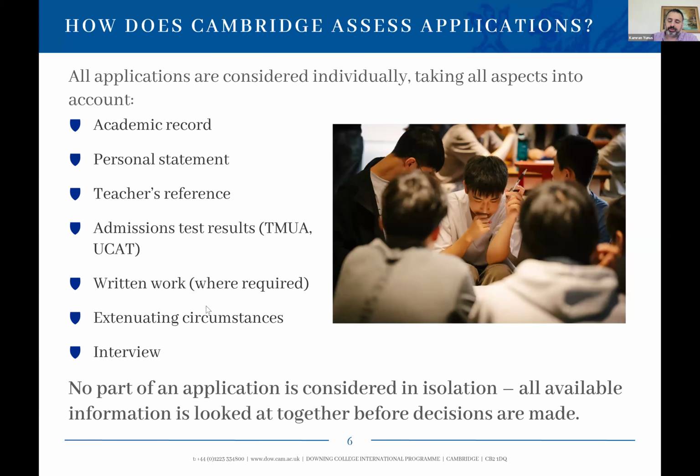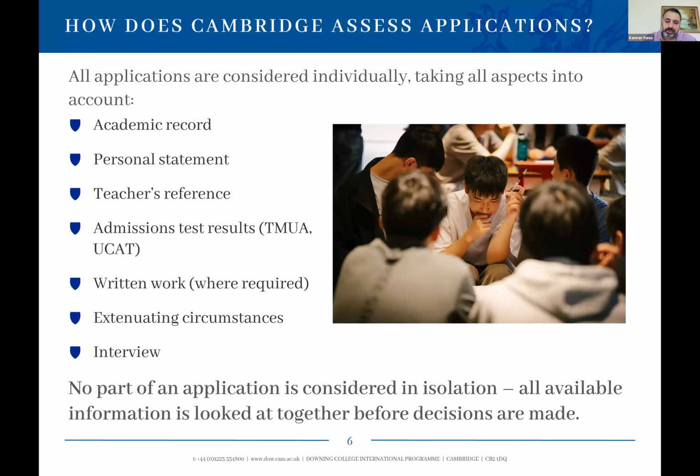We look at your written work. We want to see what sort of critical thinking skills you have. How do you go about presenting two sides of an argument? How do you go about presenting your own interpretation and opinions on your subject? We'll look at extenuating circumstances. We want to see if your studies have been impacted due to anything outside of school. For example, if you've been unwell or if you've had a family bereavement, which has impacted your academic studies. We want to be able to take that into consideration when reviewing your application.